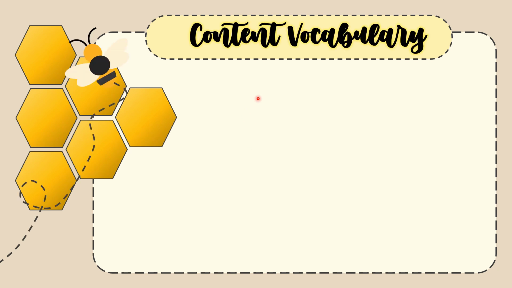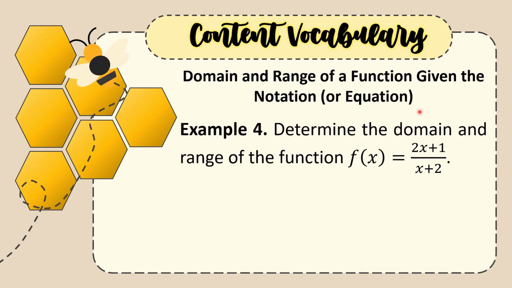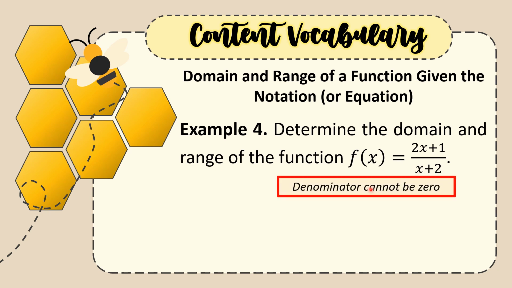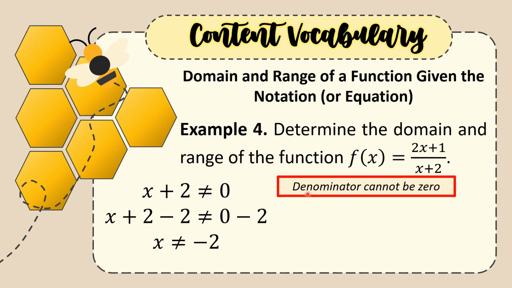Now let's proceed to example number 4. Determine the domain and range of the function f of x is equal to (2x + 1) over (x + 2). The denominator x + 2 cannot be equal to 0, since division by 0 again is undefined. So to determine the value of the restriction: first, the denominator cannot be 0, so x + 2 is not equal to 0. It can never be equal to 0.